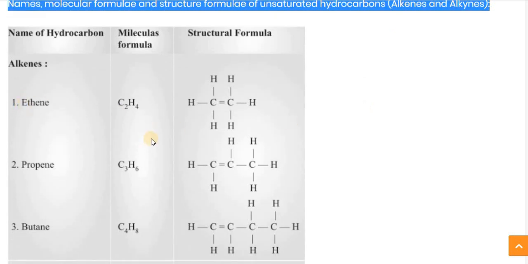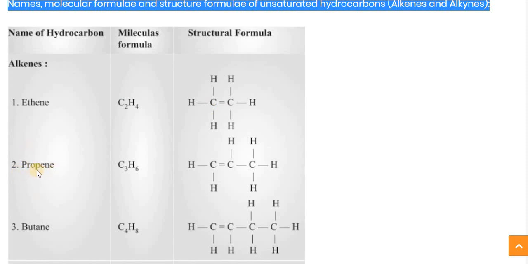So ethene is C2H4. Here you can see between the carbons there is a double bond. Here the formula shown has a mistake. So it is C2H4 only.